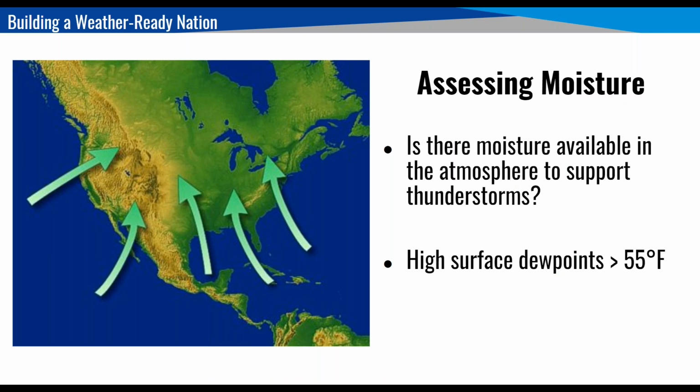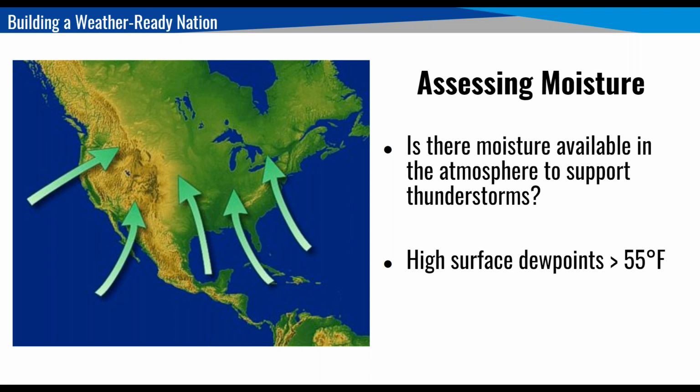First off, at the National Weather Service, we work on assessing moisture for thunderstorm development. When we mention moisture, we're focused on, is there enough moisture available in the atmosphere to support thunderstorms? And we're typically looking not just at the surface, but all the way through the vertical as well. What does that moisture profile look like?